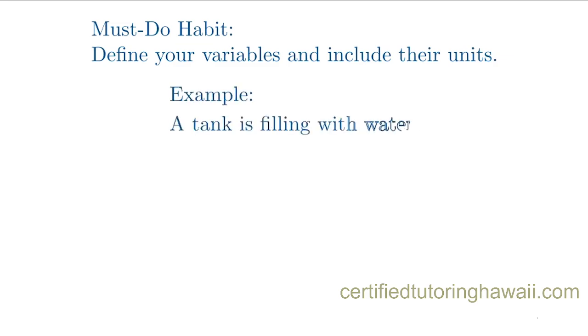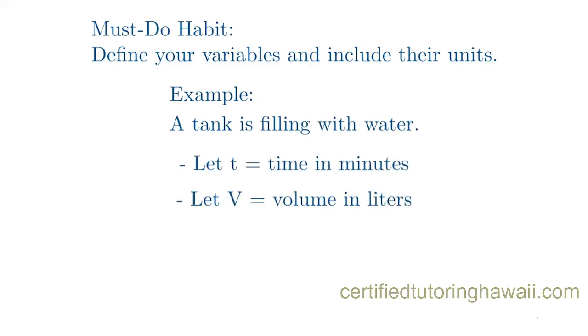Imagine a tank is filling up. We can define t as the time that has passed, measured in minutes. We can define v as the volume of water in the tank, measured in liters. In this scenario, the volume of water v depends on the time t. As time passes, the volume changes. So, time t is our independent variable and volume v is our dependent variable. We would write this relationship as v equals f of t.